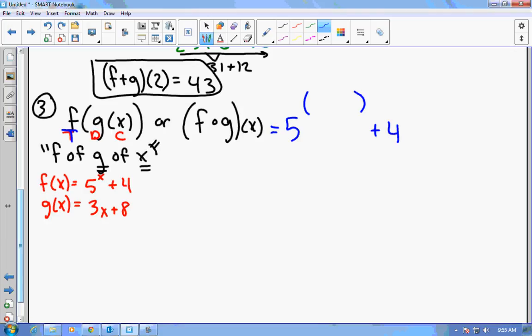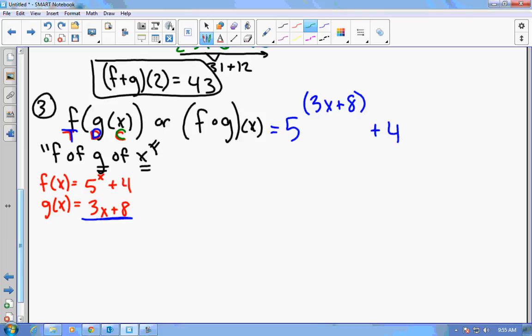Well, what gets stuffed inside? The duck, which is g. So where I put those parentheses, I'm going to write 3x plus 8. Now on this one, we're just evaluating at x, so x will stay. On the next one, I'm going to put a number in for x. Okay? Well, let's see. 5 to the 3x plus 8 plus 4.